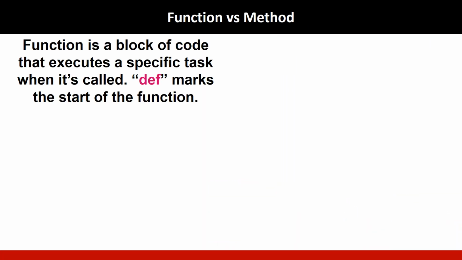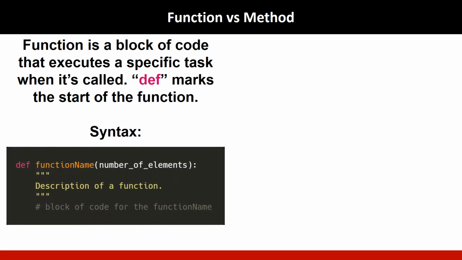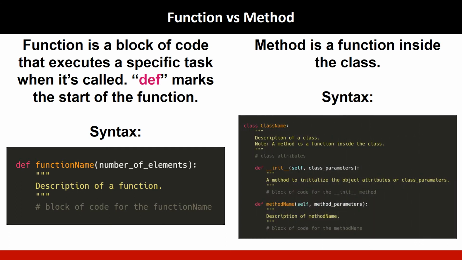The next optimization is function versus method. A function is a block of code that executes a specific task when it's called. Def marks the start of the function. The syntax for defining a function is shown below. In Python, a function inside a class is called a method. The syntax for a class with methods is given below.